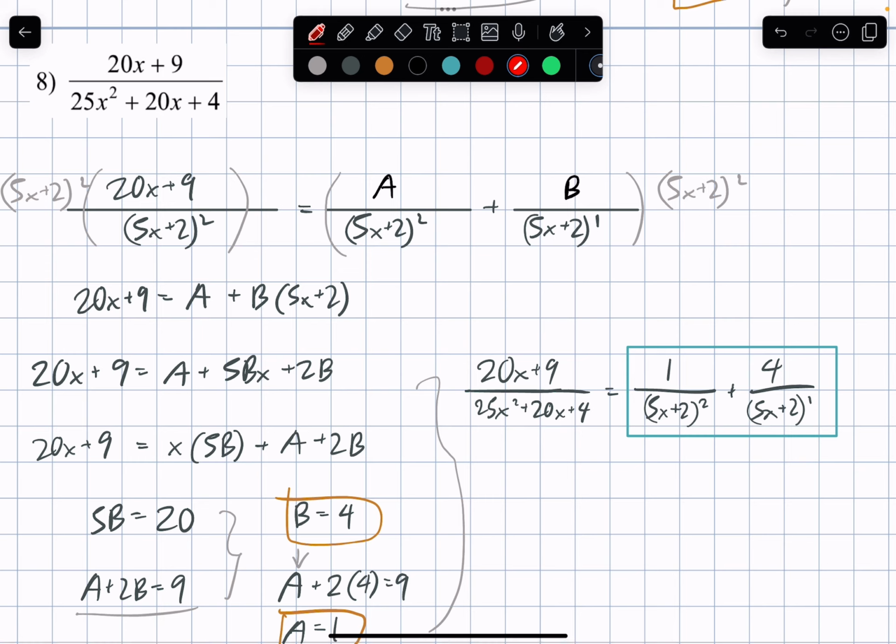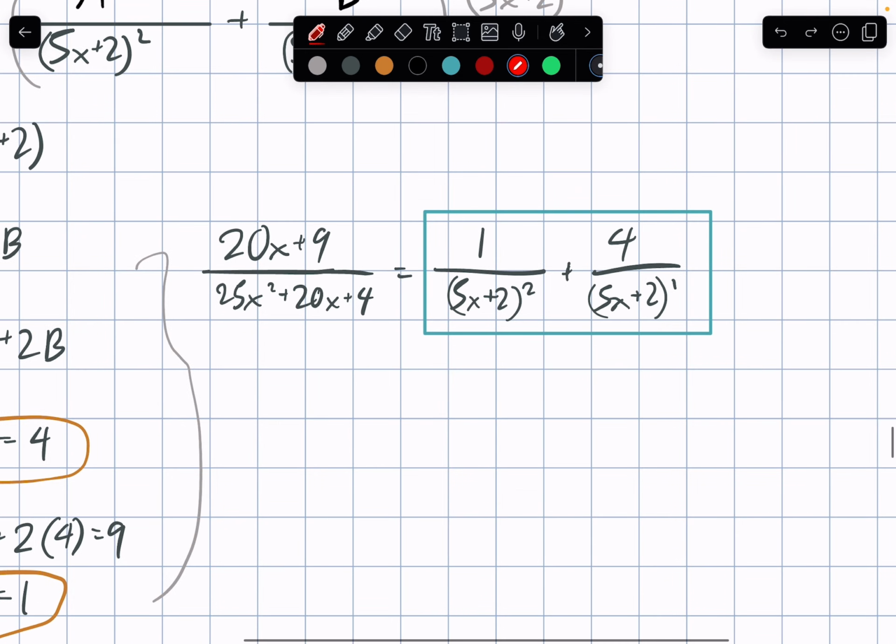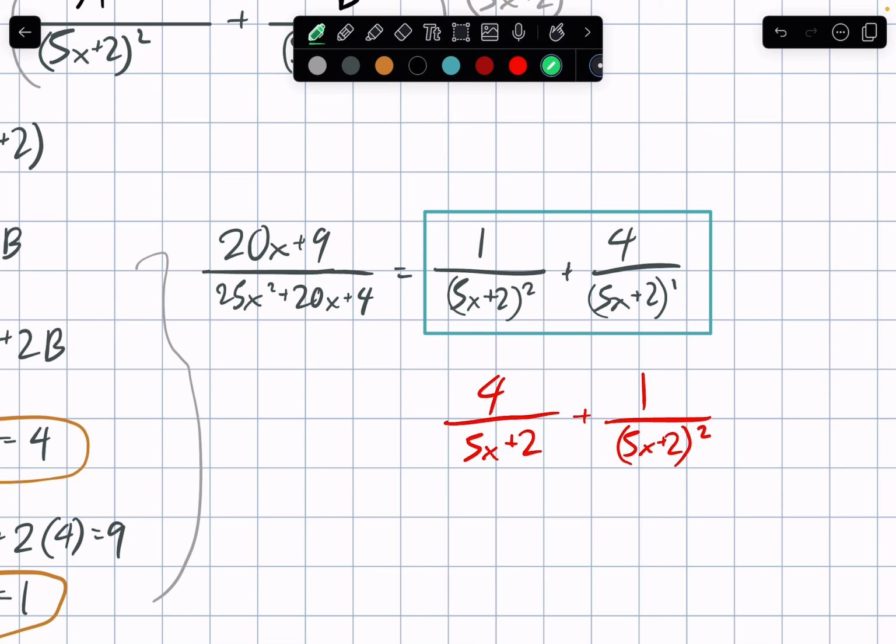Number 8. Okay, so this is just one major concern. I am not sure if it is okay to interchange, because according to the answer key, the answer is like this. So yeah, just kidding. Actually, the answer is correct. I was overthinking. Yeah, the answer is correct.